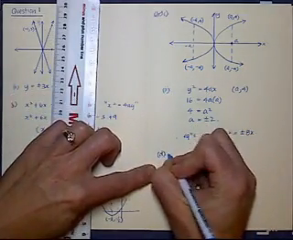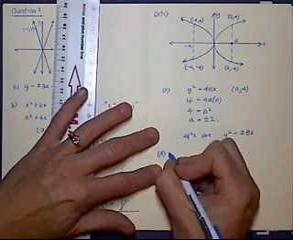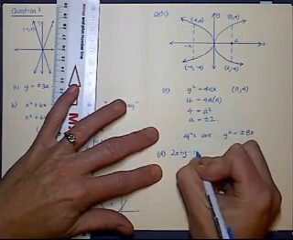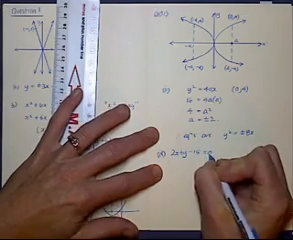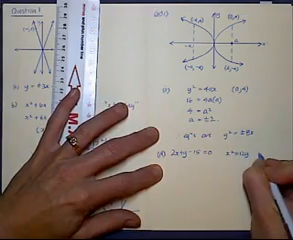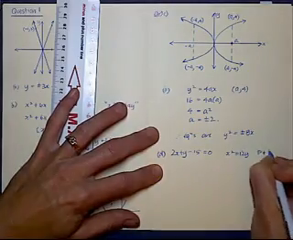Part D of question 1: for the line 2x plus y minus 15 equals 0, this will cut the parabola x squared equals 12y in 2 points P and Q.